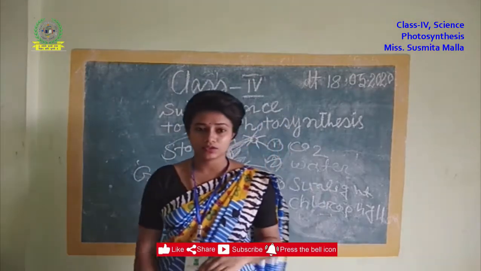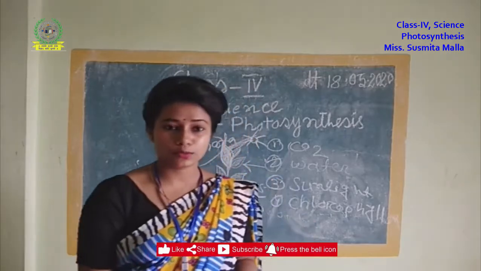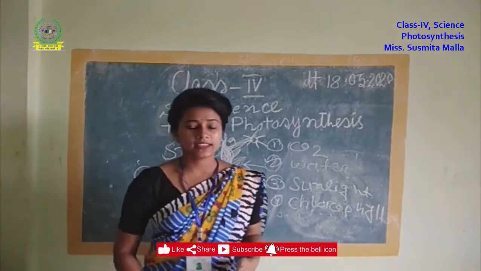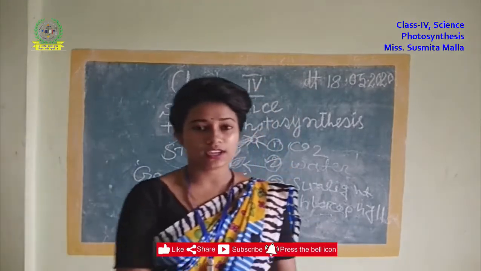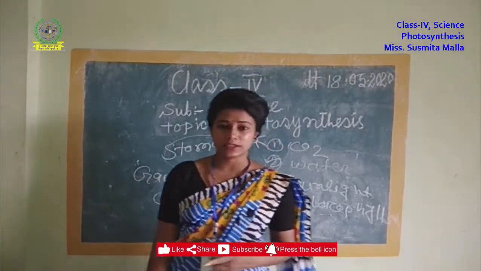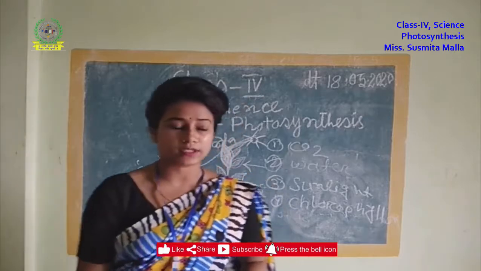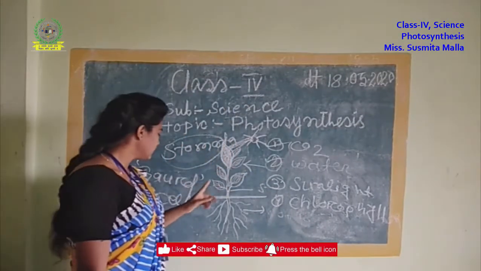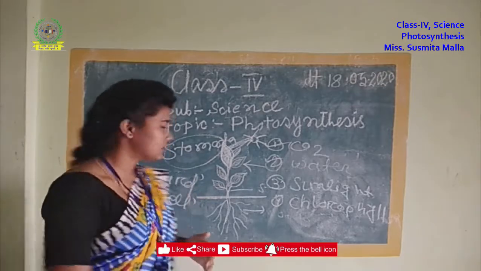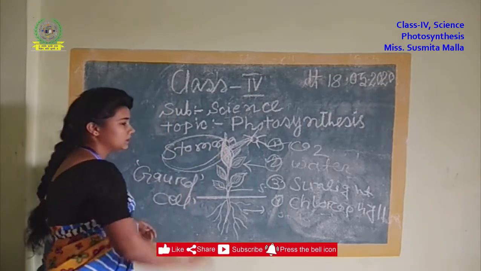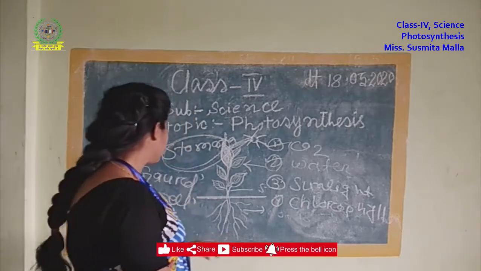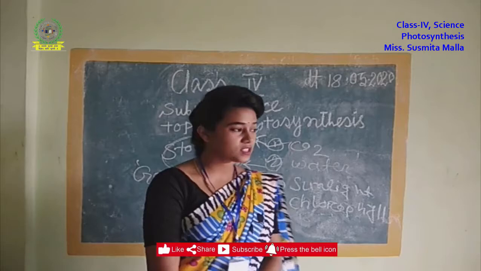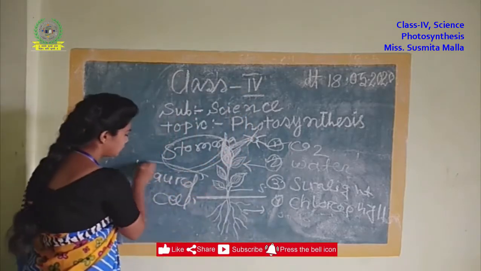There are two modes of nutrition. One is the autotrophic mode of nutrition, for example green plants and some bacteria, and the second is the heterotrophic mode of nutrition, for example humans and animals. Now we know stomata. As we learned, stomata are surrounded by a special type of cells called guard cells.